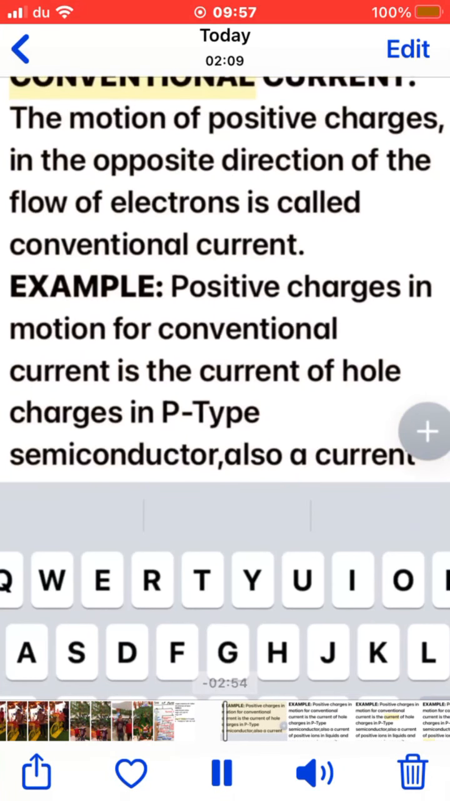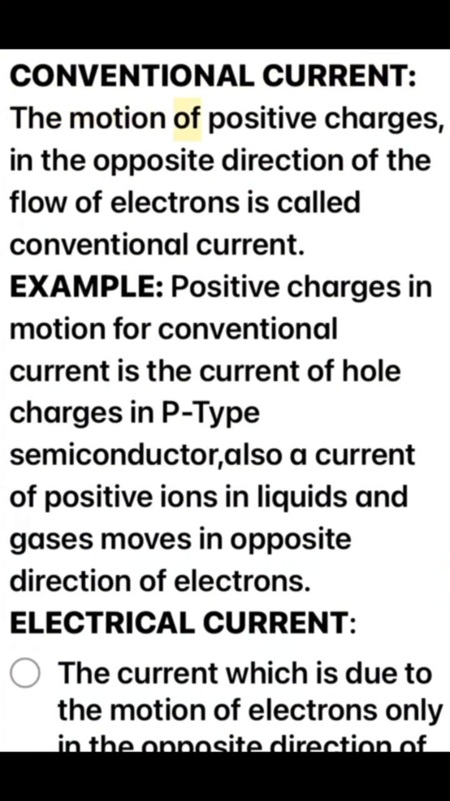Current. The motion of positive charges in the opposite direction of the flow of electrons is called conventional current. Example: positive charges in motion for conventional current is the current of hole charges in p-type semiconductor. Also, a current of positive ions in liquids and gases moves in the opposite direction of electrons.